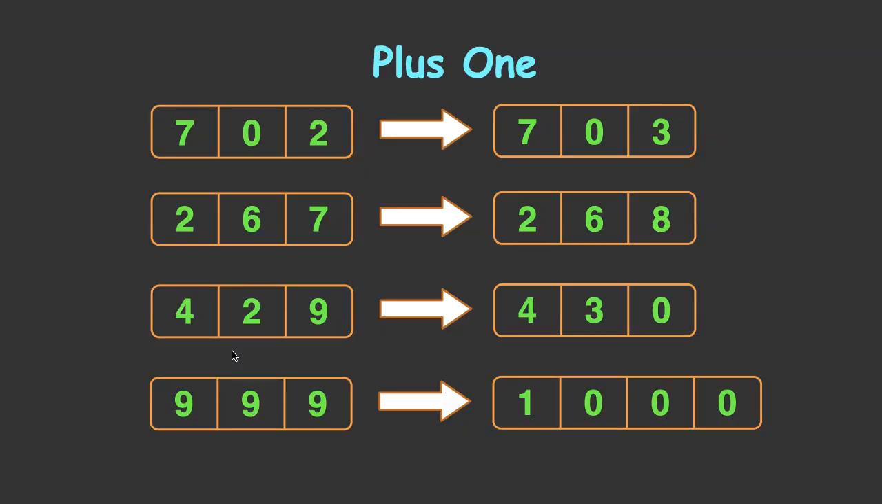Here we have a couple of input arrays and their expected output arrays. First input is 7, 0, 2. All we need to do here is iterate over the array in the backward direction and increment the last digit by 1. Increment 2 by 1, which is 3. That's it. We got the expected answer 7, 0, 3. Here also we can just increment the last digit 7 by 1. That's enough. We get 268 as an answer. This logic works as long as the digit is less than 9.